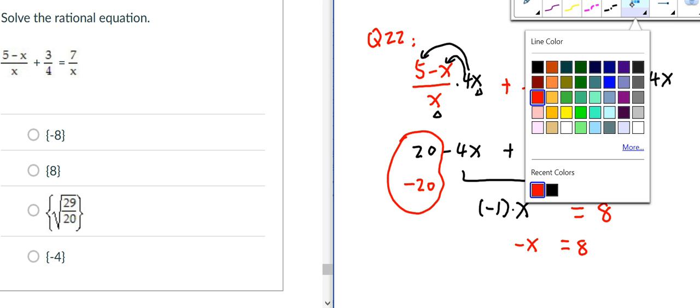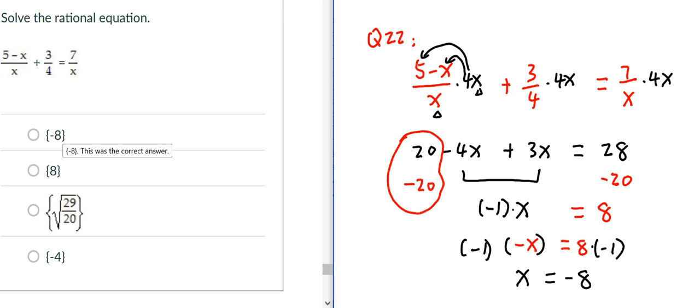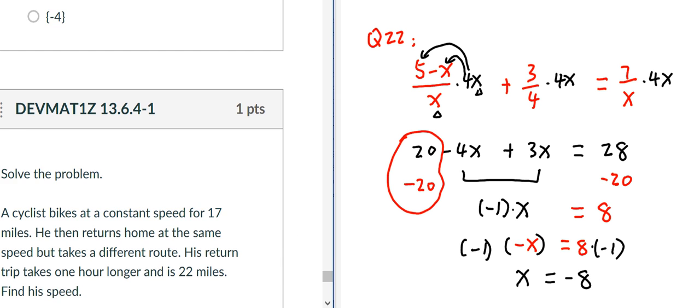And then what do you do? Both sides, multiply by negative 1. Negative comes to be positive. Negative 1 times 8 is negative 8. So here the choice will be the first one. First one is our correct answer. Okay.